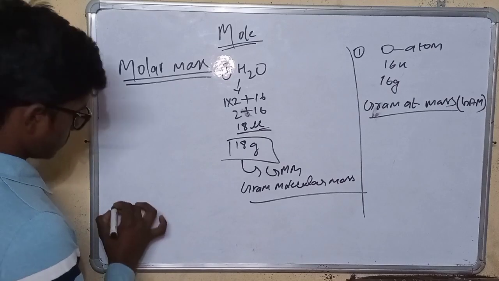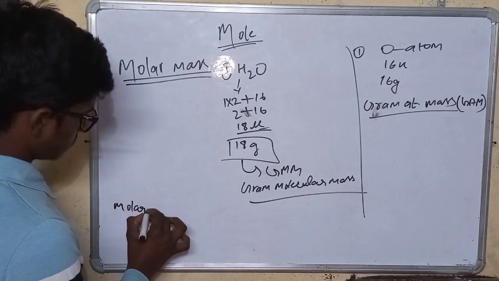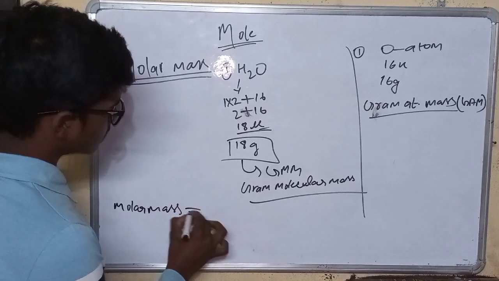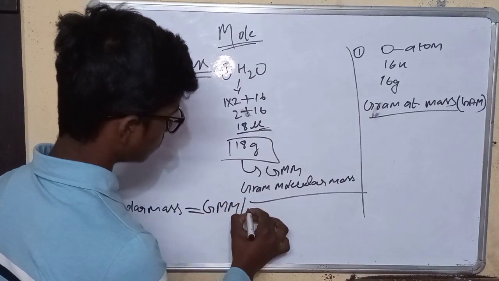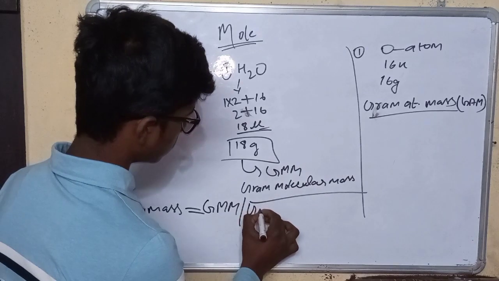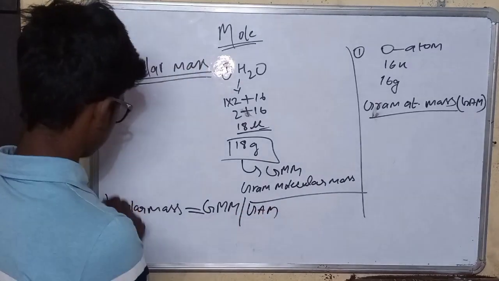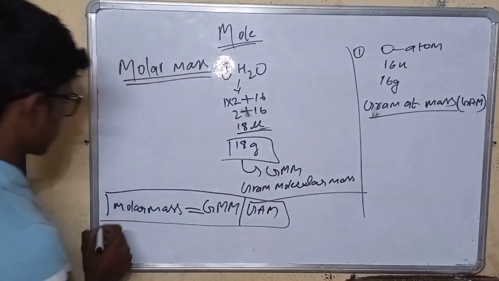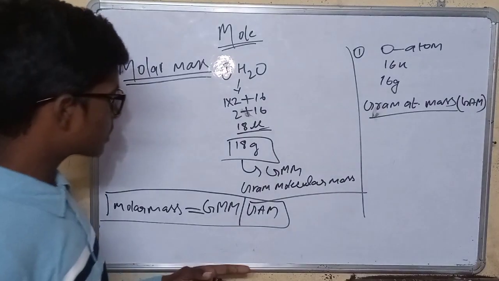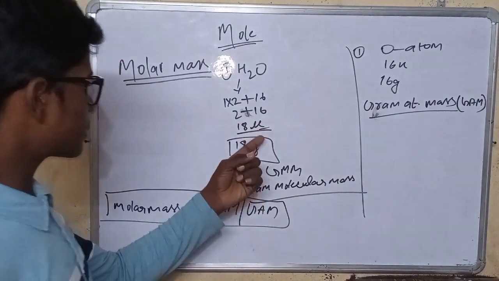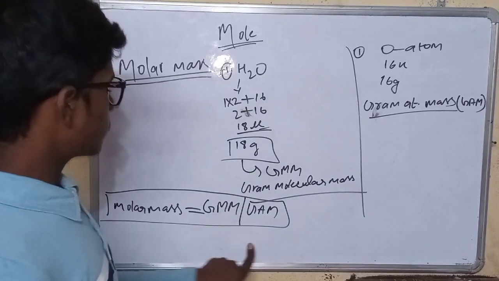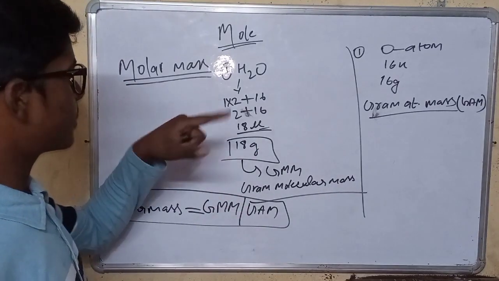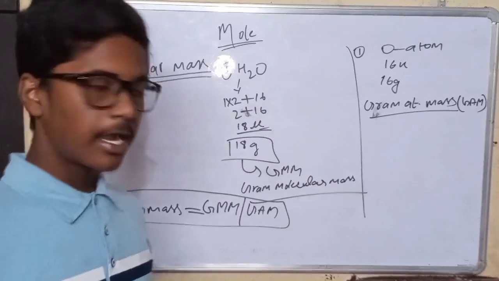Their conclusion is: molar mass is equal to GMM or GAM. There's no difference, but we have to replace the u with g on the molar mass of that compound or atom.